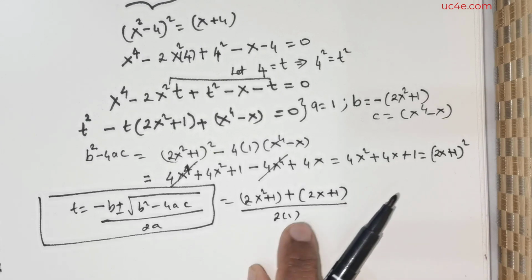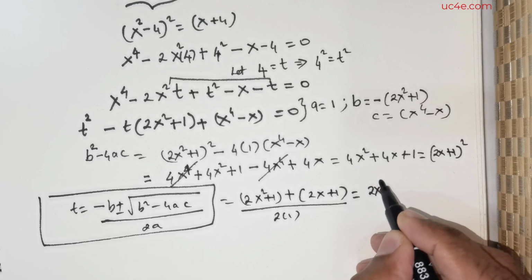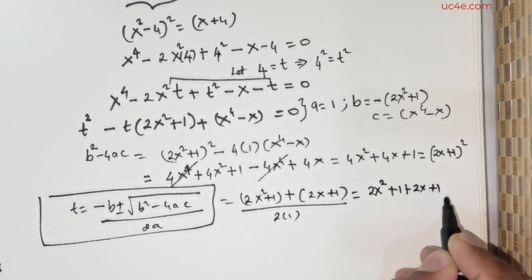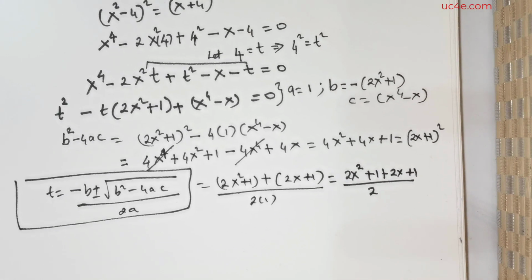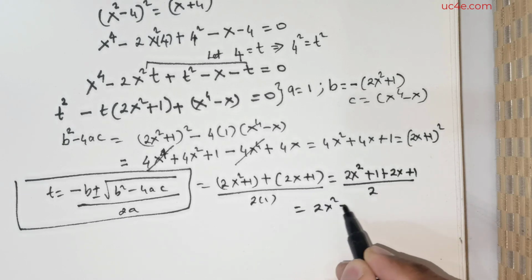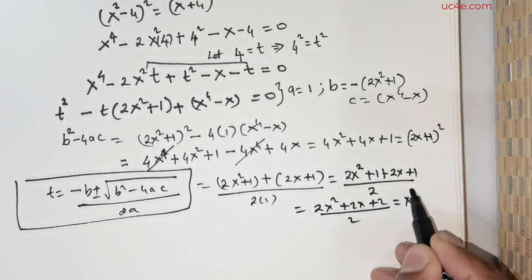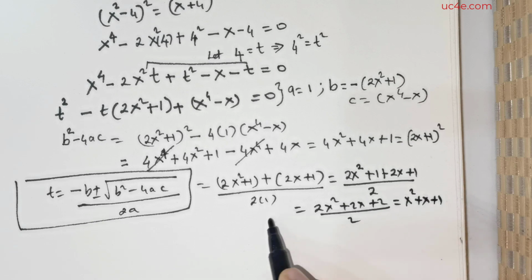This is one value for the positive side. So let me evaluate this. This is going to give me 2 times (x² + 1) + 2 times (x + 1), divided by 2. Now if I were to simplify, this is 2x² + 2x + 2 divided by 2. This would end up giving me x² + x + 1. Now what is on the left hand side?